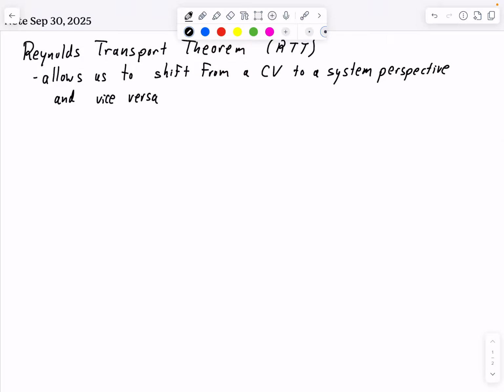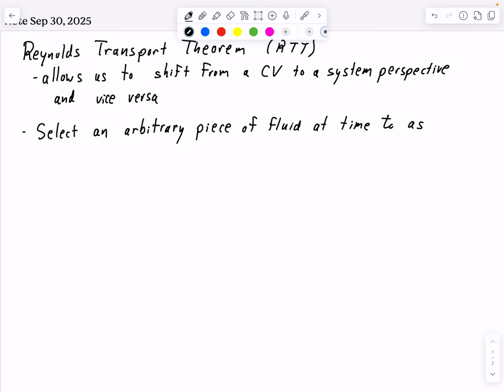So to begin with, we are going to select an arbitrary piece of fluid, and we'll do this at time t0, and we're going to select this fluid as both your control volume and your system. And just to remind you, your system is your collection of fluid particles.